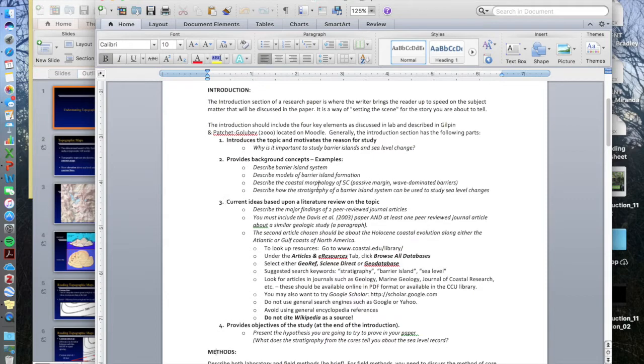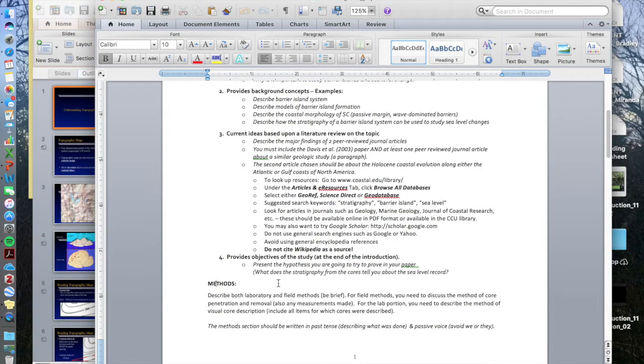We're on a passive margin, so explain what that means, the different barriers we see in this area, and then how the stratigraphy of a barrier island system can be used to study sea level change. So this would be the different areas of a beach. At this point, we've already described the ideal model of a barrier island, but then let's talk about how we can use the changing of stratigraphic layers to identify the history of the barrier island in relation to sea level change.